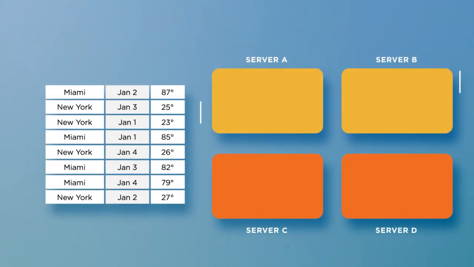Our mirror pairs are A and B, and C and D. Servers A and B get the same data. That's mirroring.